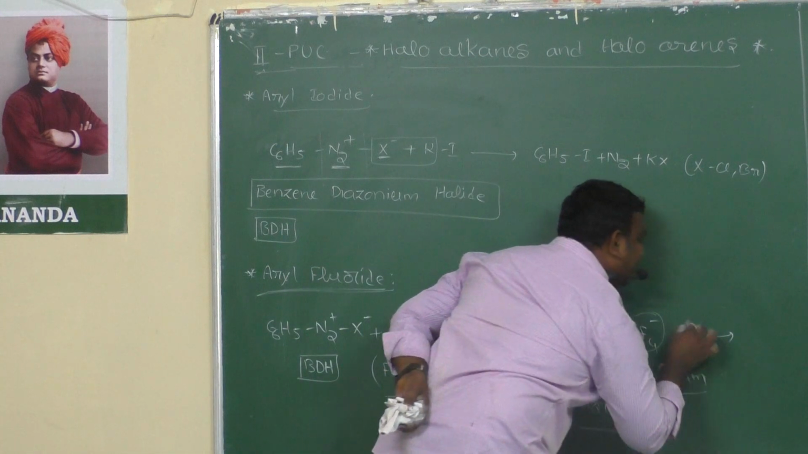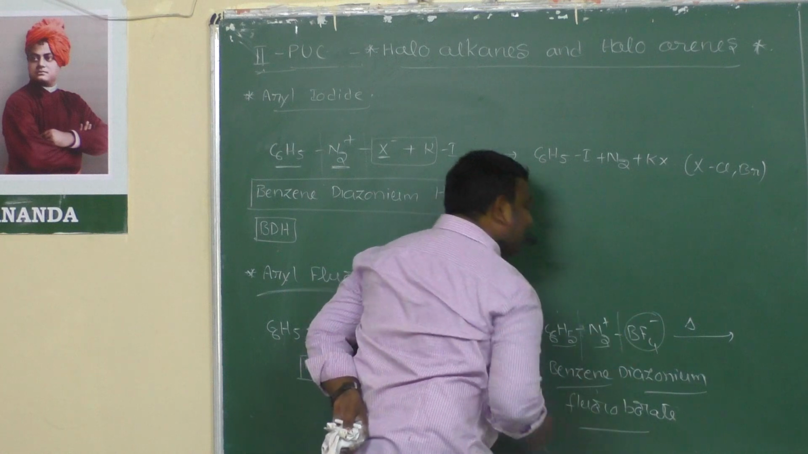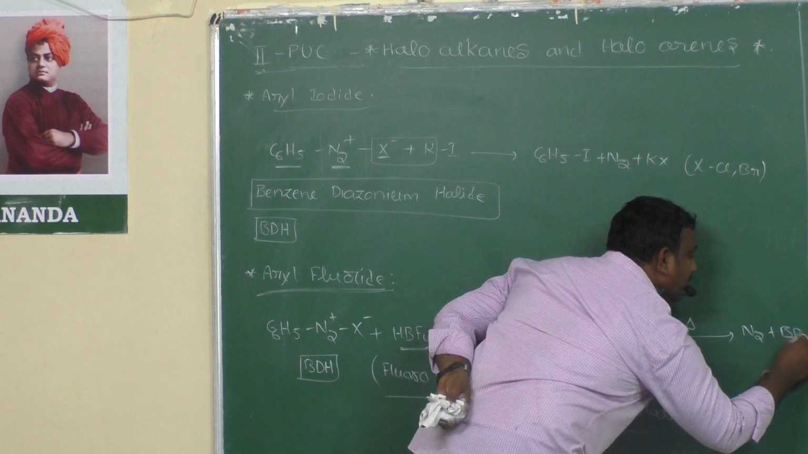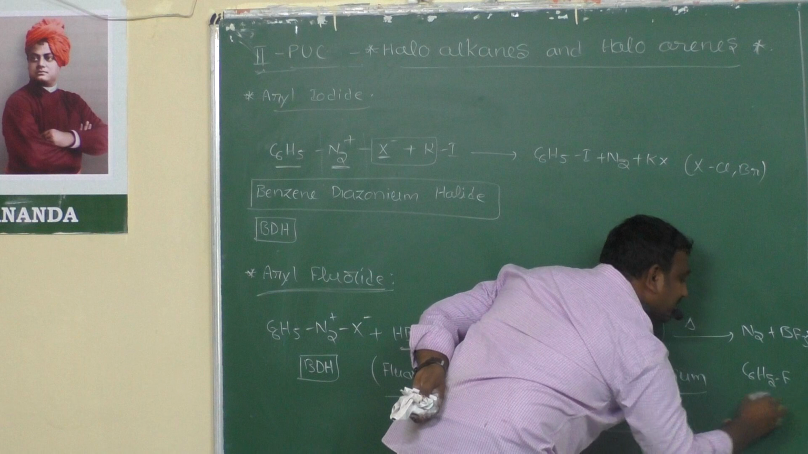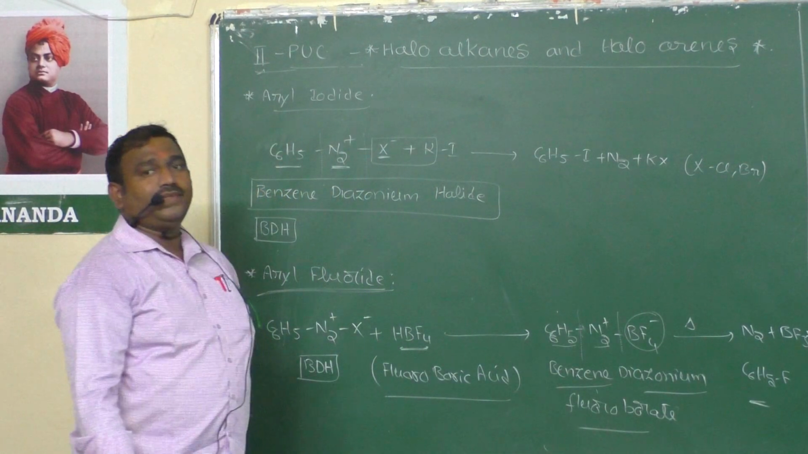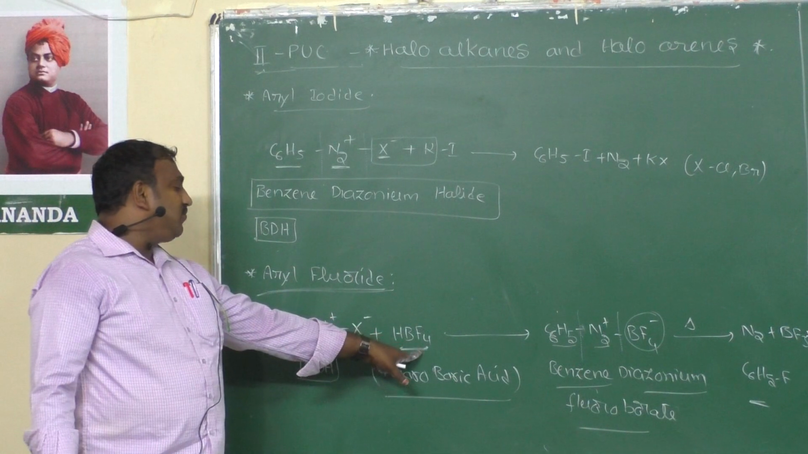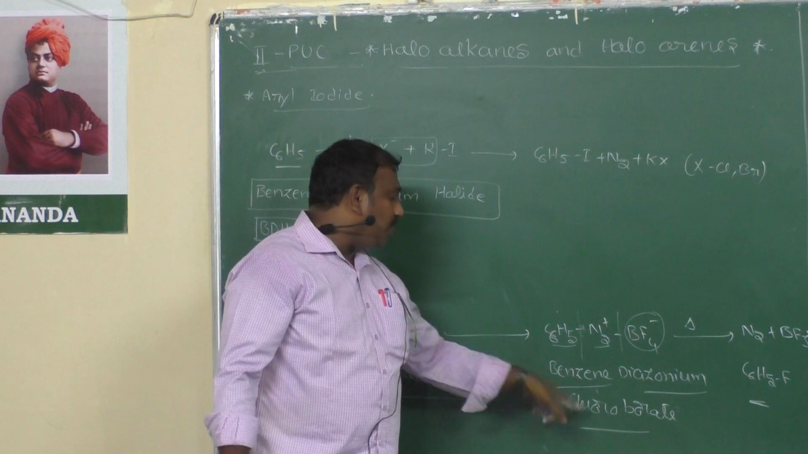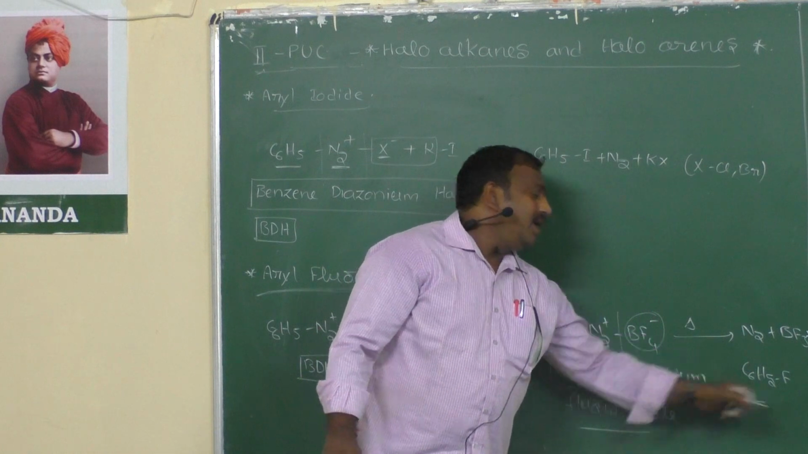On heating it, it decomposes like this. Here breaking takes place, and N2, BF3 and fluorobenzene are obtained. When benzene diazonium halide reacts with fluoroboric acid, benzene diazonium fluoroborate is obtained. On heating, it decomposes to give fluorobenzene.